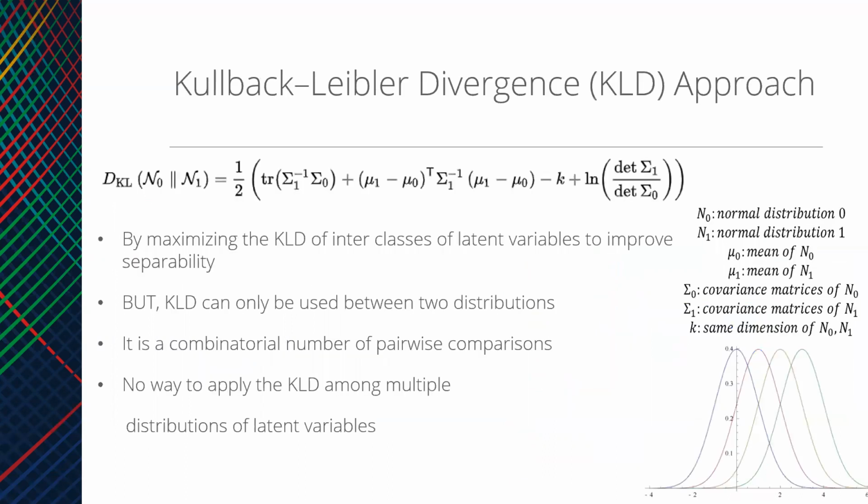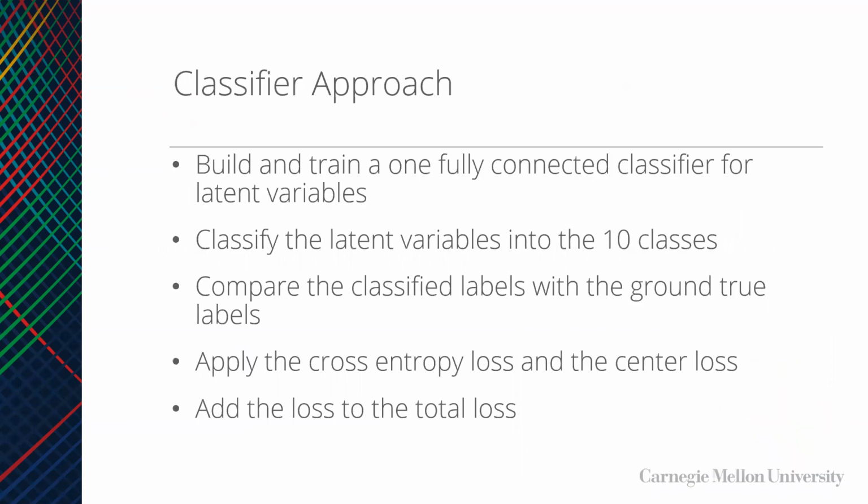Since our goal here is to push the distributions of the latent variable as far apart as possible, maximizing the KLD between the classes of the latent variable is one approach. However, there's no way to apply KLD among multiple latent distributions. Thus, this approach is not workable. So we took another approach by building and training a fully connected classifier for the latent variables.